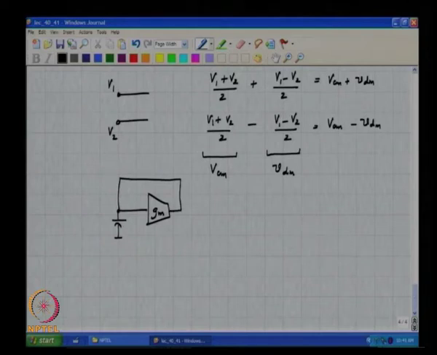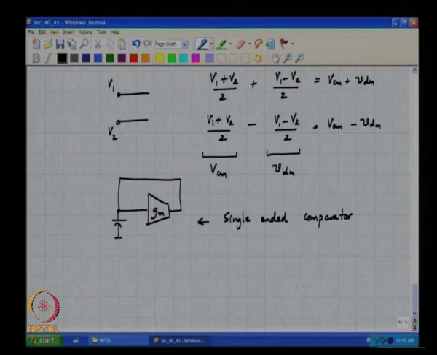Now, if we make this fully differential, what are we trying to do? So, this is a single ended comparator, okay, as simple as it can get. Of course, this needs a lot more embellishments before this can be made a practical circuit, but at least the basic idea is this.